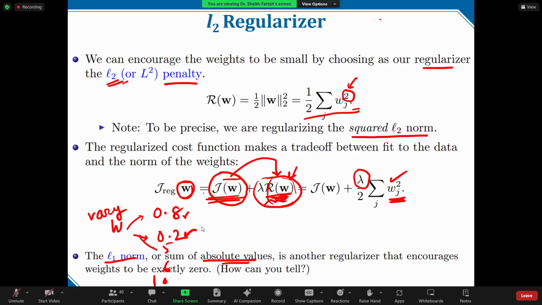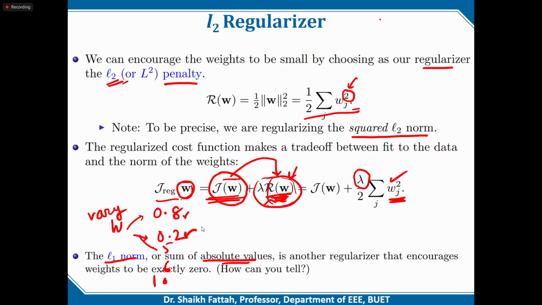So you may expect that can help you to reach your optimum value as per your desire. I hope you understand. It's very simple, just one additional term, that is the L2 regularizer, that is the penalty term you can add.